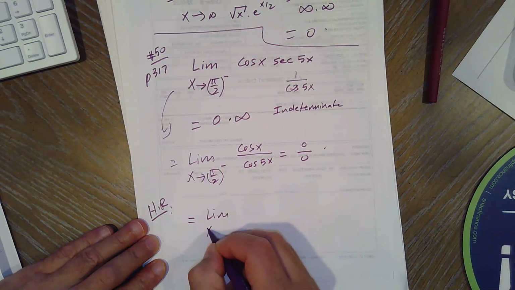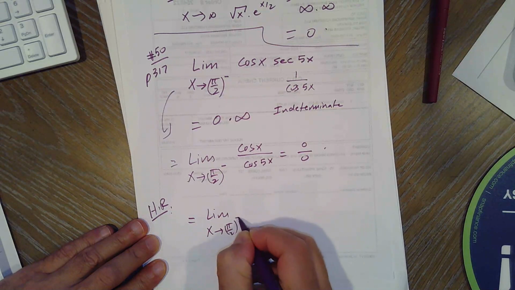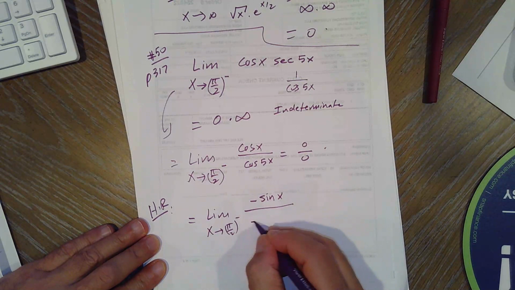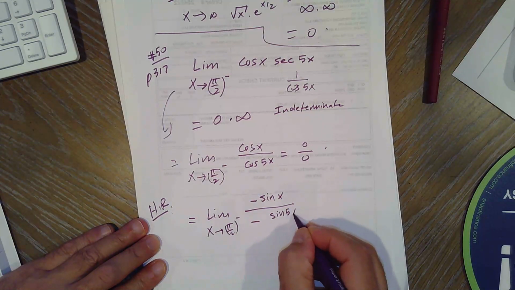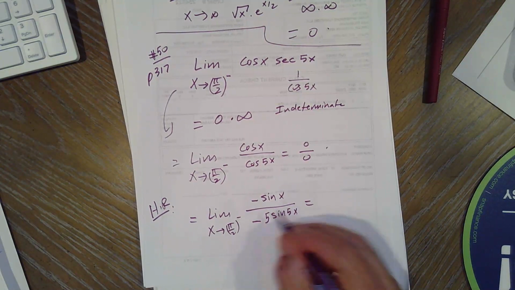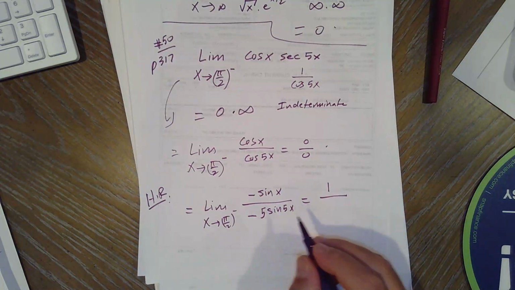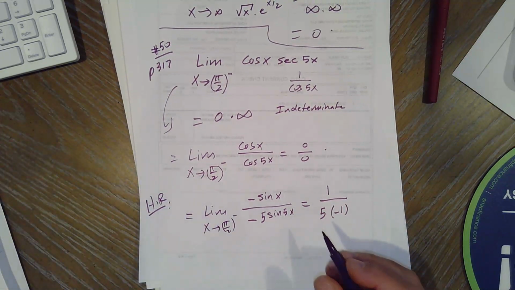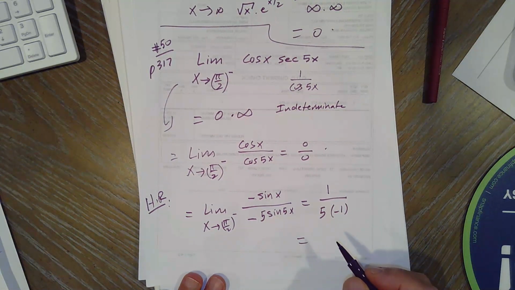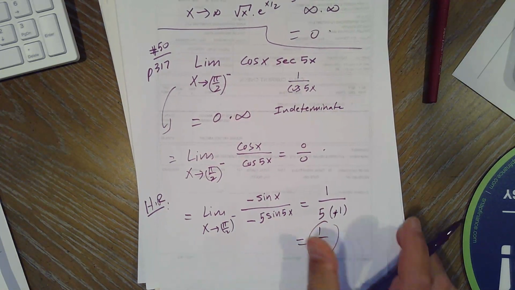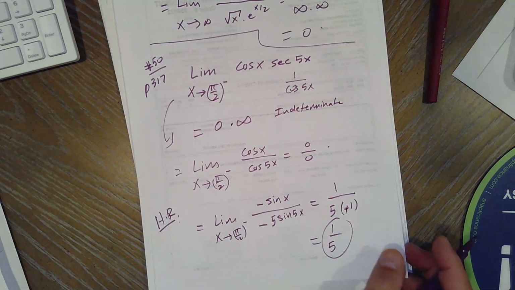So the limit as x goes to pi over 2 from the left, the derivative of cosine x is negative sine x, and that's over negative sine 5x times 5. The negatives cancel out, so sine pi over 2 is 1, over 5 times sine 5 pi over 2. Sine 5 pi over 2 is 1, sorry. So we get 1 over 5.